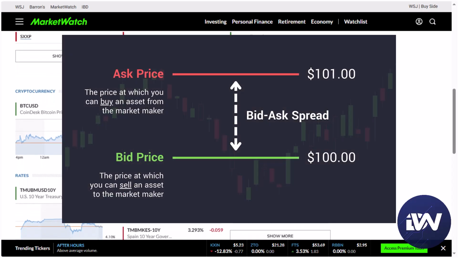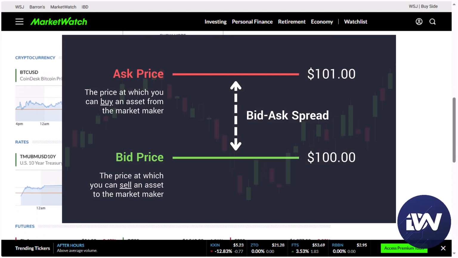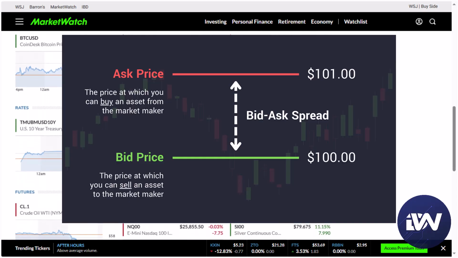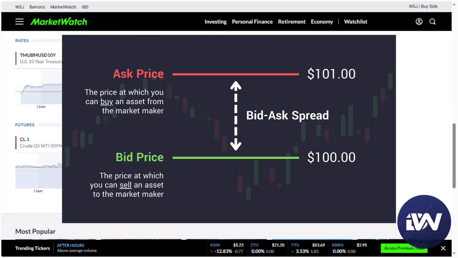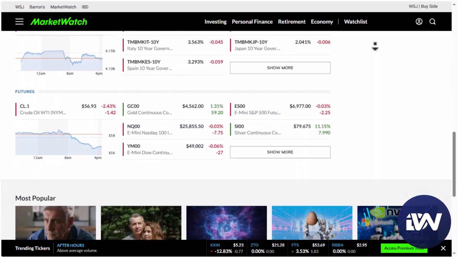Then we have bid and ask prices. The bid is what buyers are willing to pay, and the ask is what sellers want. The difference between them is called the spread, and it directly affects trading costs.